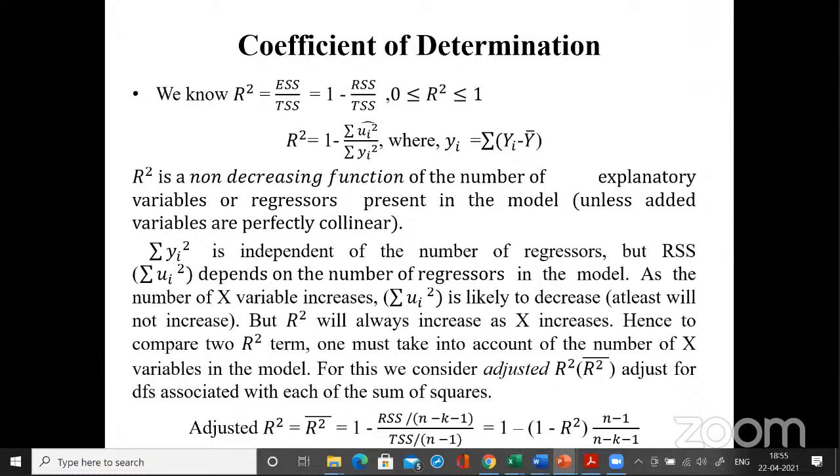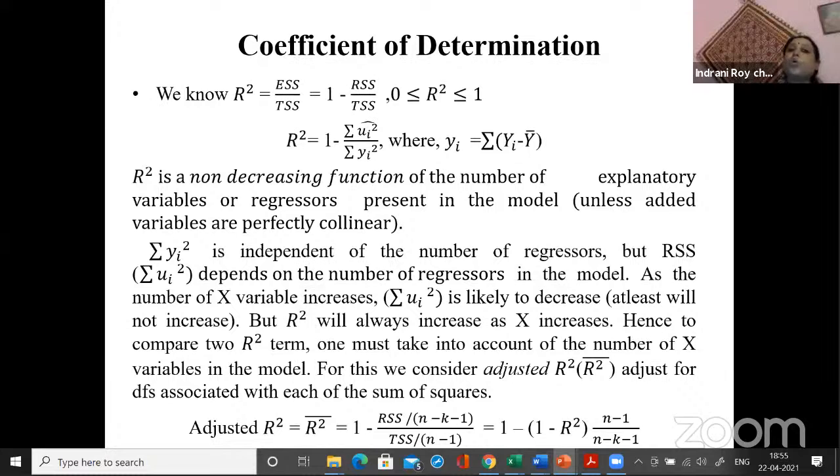But increasing the explanatory variables is not the only answer. Obviously, if you increase explanatory variables, the explanatory power of the regression will increase. But mind it, when you increase the explanatory variables, you are simultaneously compromising with the degrees of freedom. So there will be loss of degrees of freedom as more and more explanatory variables are incorporated in the regression model. So just blindly increasing the explanatory variables is not the answer. So for that, what we do, we actually see the adjusted R square.